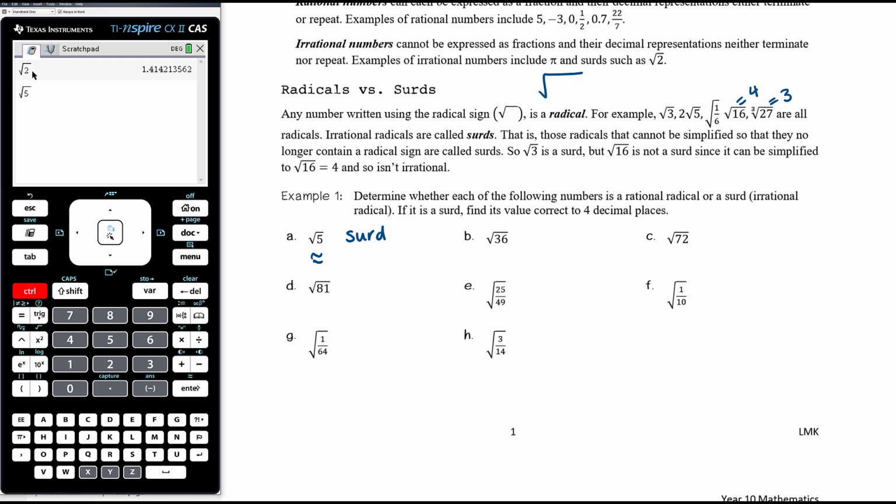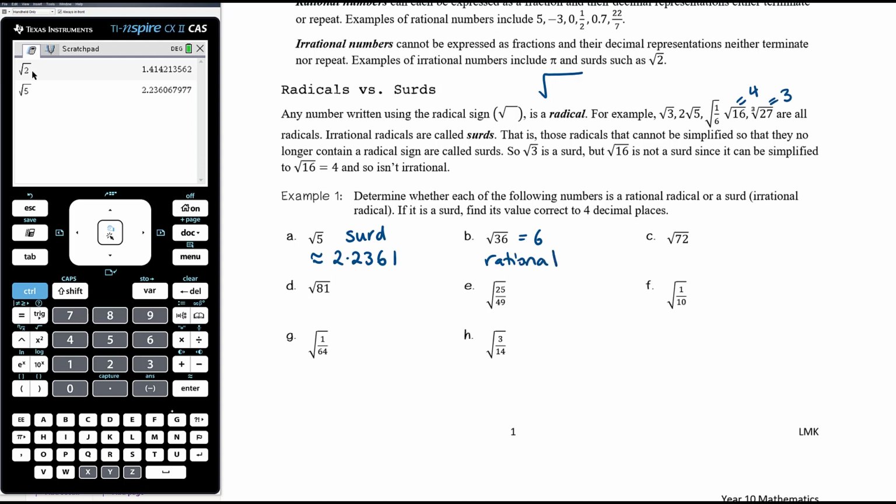So let's press Control Enter to get an approximation for this surd. So as I said, it goes on and on forever without repeat. We cannot write it exactly as a decimal, but the question asks me to find its value correct to 4 decimal places. So we're rounding it off to 4 decimal places. And in this instance, that would be 2.2361 to 4 decimal places. Okay, root 36 is not a surd because it equals 6. Okay, so that is a rational radical.